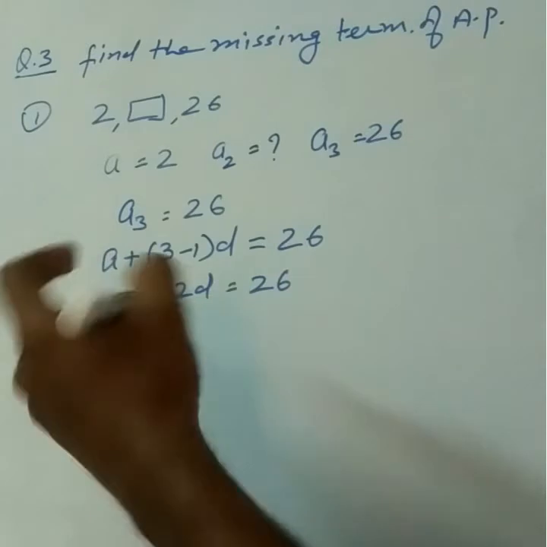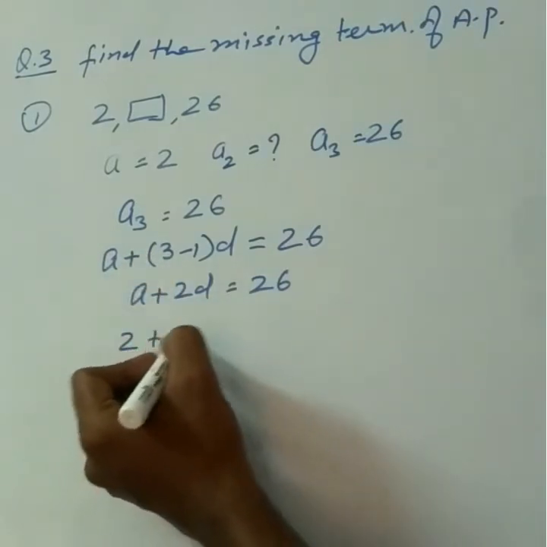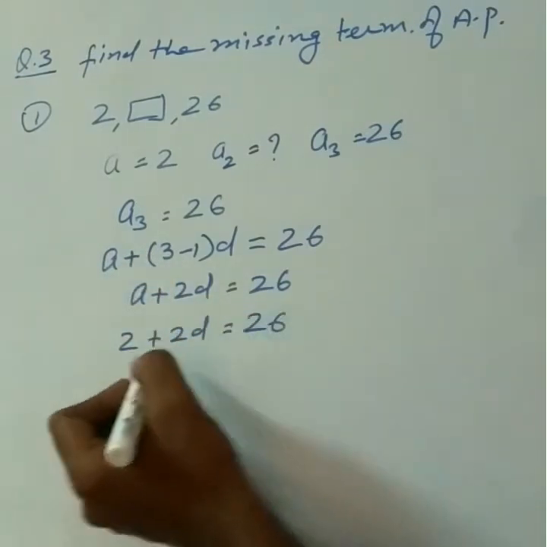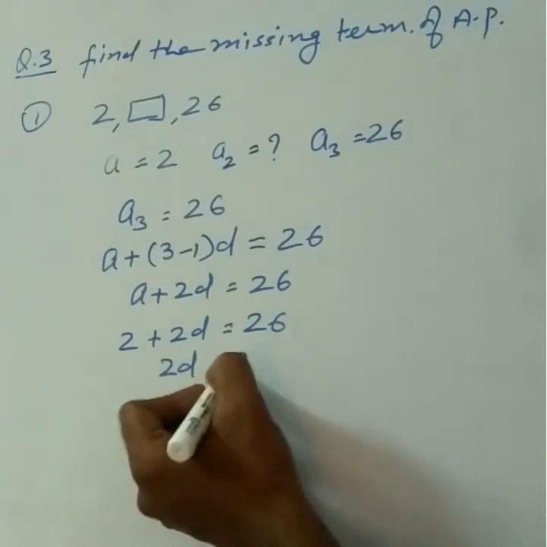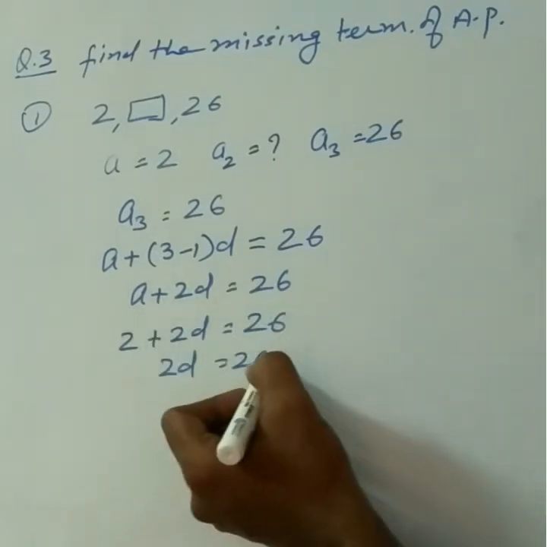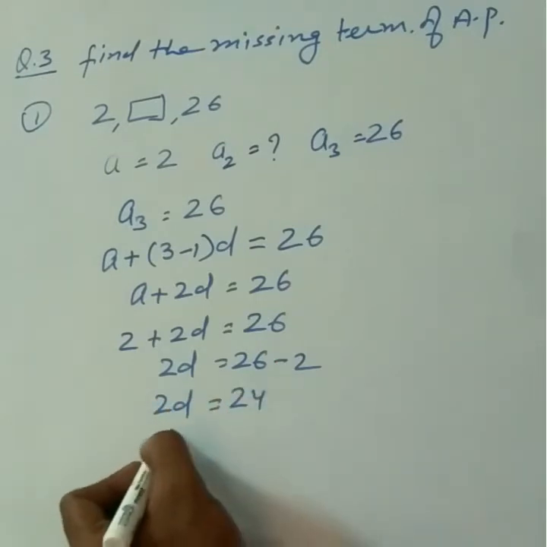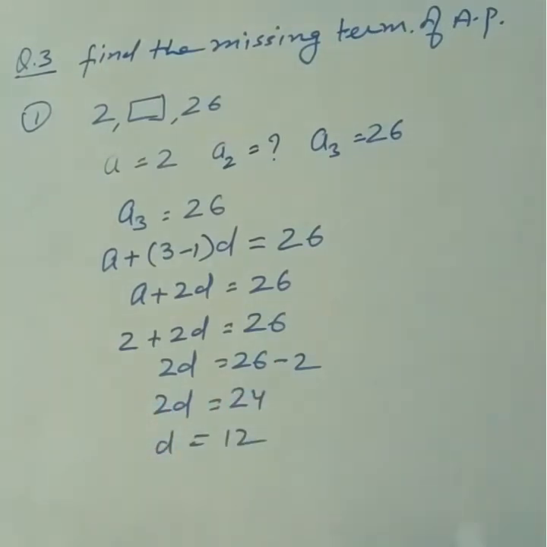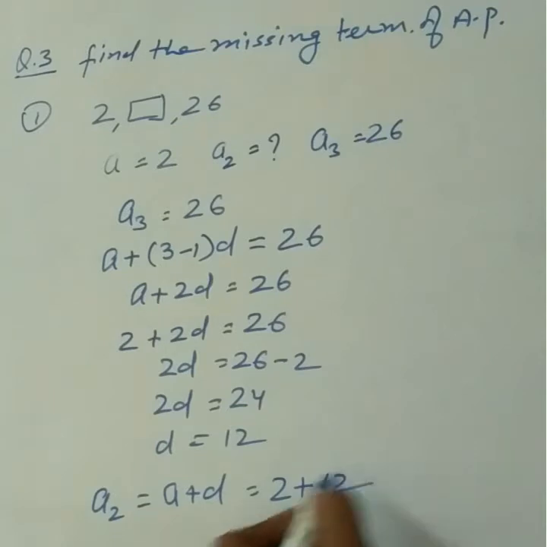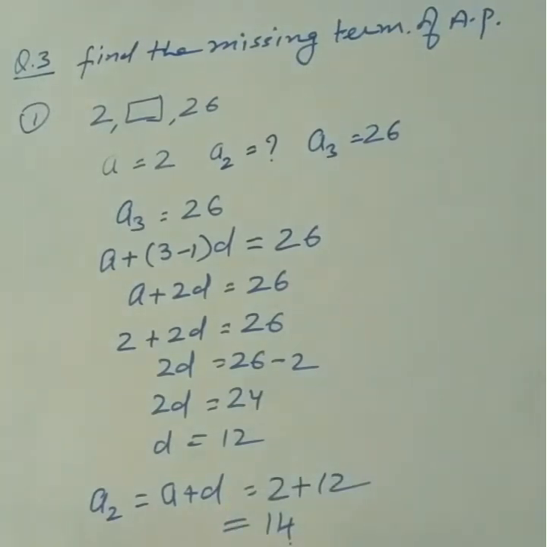Put the value of A here. 2 plus 2D equal to 26. 2D equal to 26. Shift this 2 to this side. 2D equal to 24. So d equals 12. Now we need to find out the second term. The second term is a plus 1d. A is 2 and d is 12. 2 plus 12 is 14. This is the second term of this AP.